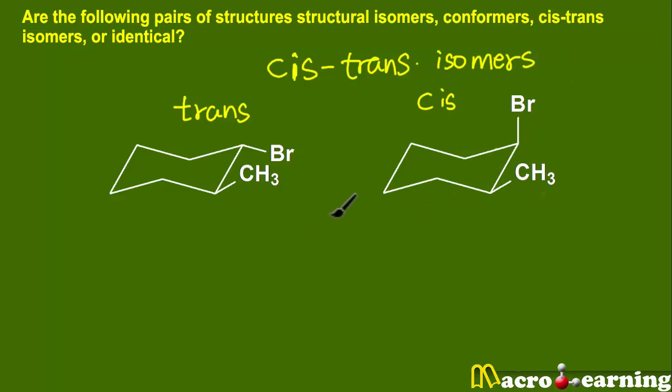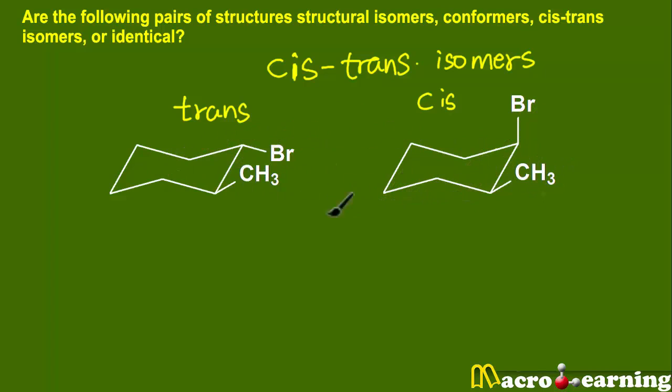The other way to look at it is that they're not conformers. They might look like conformers, but they're not, because to be a conformer, let's say for this structure to be a conformer of this one, then all the E bonds in this structure would be turned into A bonds in this structure. That's the only way they can be conformers of each other.